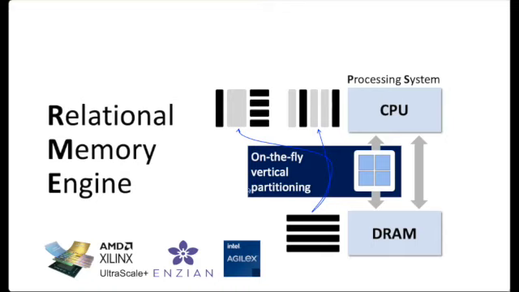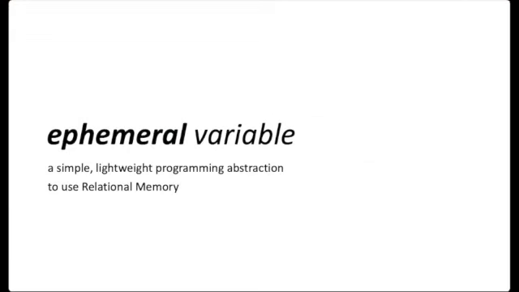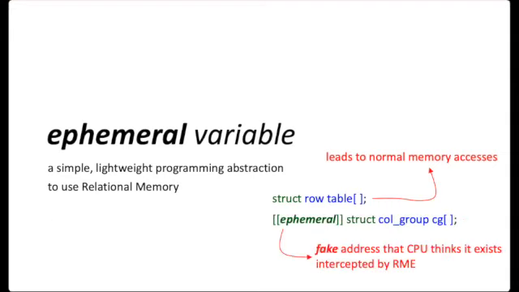From now on, I'm going to explain how relational memory works and how to use it. Let's start with how to use relational memory engine. As a simple lightweight abstraction to use the relational memory, an ephemeral variable is proposed. Unlike regular variable that leads to memory access, an ephemeral variable is a special type of variable that is mapped to a fake address that CPU thinks exists. Whenever CPU tries to read the data from the ephemeral variable, the read requests are intercepted by relational memory engine.